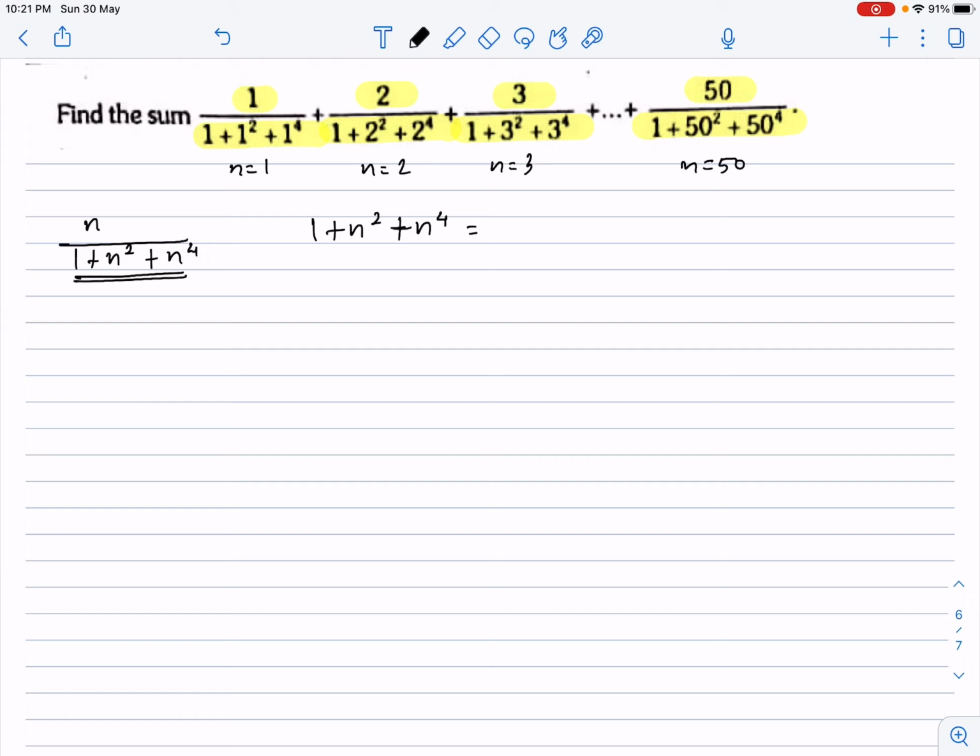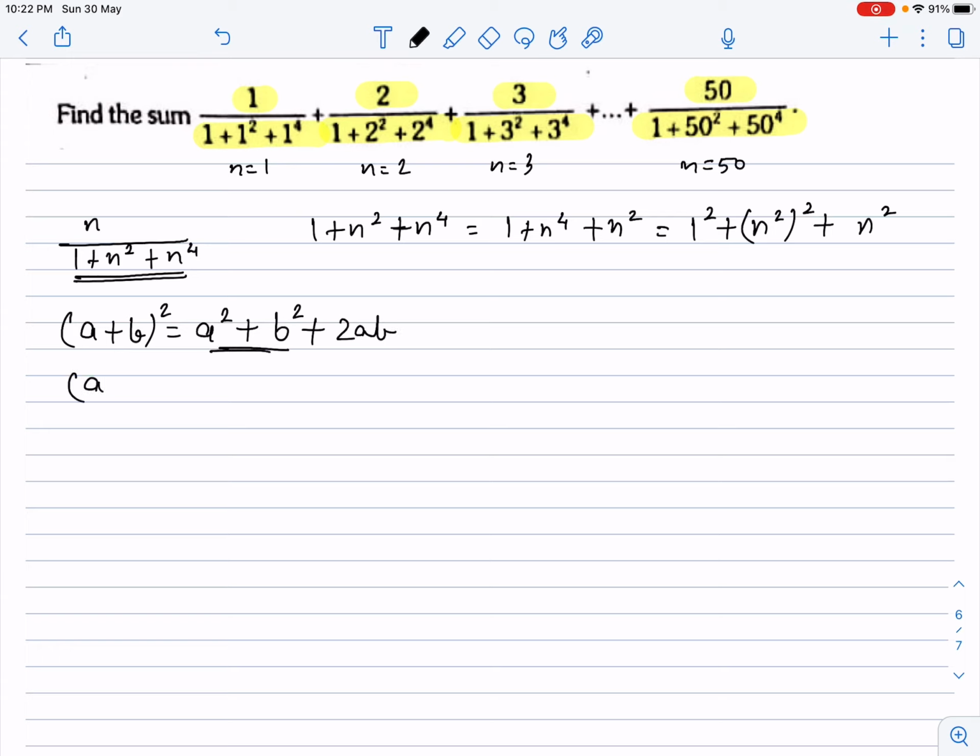That can be written by me as 1 plus n power 4 plus n square. That can be written as 1 square plus n square the whole square, plus n square. Now do you know one thing? The (a plus b) the whole square identity can be written as a square plus b square plus 2ab. So a square plus b square becomes (a plus b) the whole square minus 2ab.